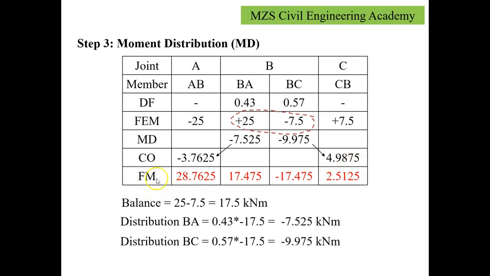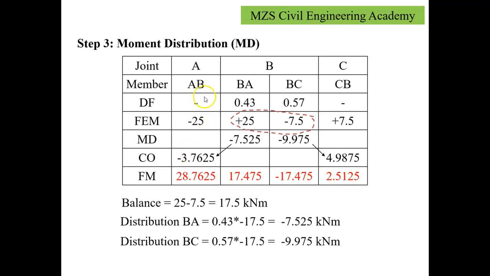Now, after doing this, we'll take a balance once again. When I add the moments at this particular joint, for the BA section I'm going to get 17.475, and for the member BC at joint B, we are getting minus 17.475. Plus and minus results in a complete balance of the moment here. That's why further iteration is not possible. So we'll stop here and write the final moments for this particular iteration.